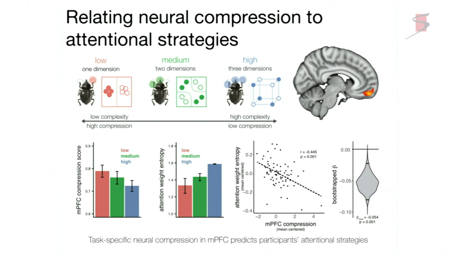What we see is that with MPFC compression, the more you compress, the lower the entropy. So the more you're selecting one feature and attending to that feature itself. And so we think that this is playing a really important role in how we allocate our attention and how attention influences hippocampal encoding strategies.